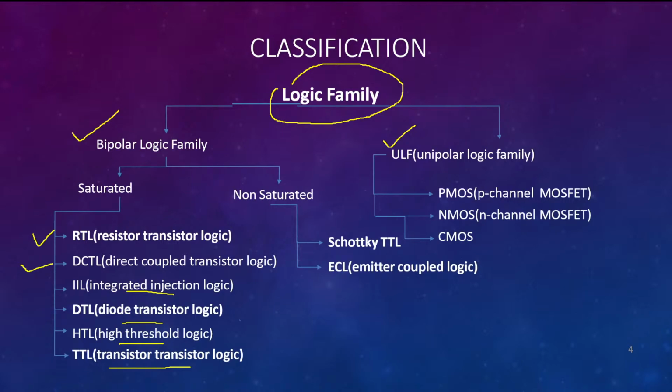Okay, then in the non-saturated bipolar logic family we have two types. One is Schottky TTL, TTL meaning transistor transistor logic, and ECL, that is emitter coupled logic. Right? Under the unipolar family we have three types: PMOS, NMOS, and CMOS. Right? So now let's dive into the different characteristics of digital ICs before understanding the different logic families.